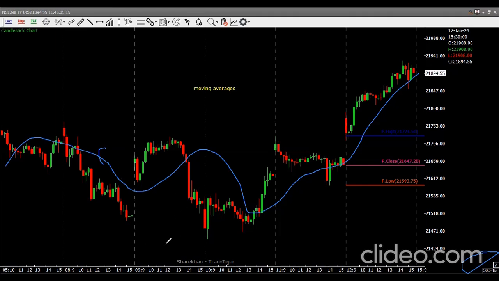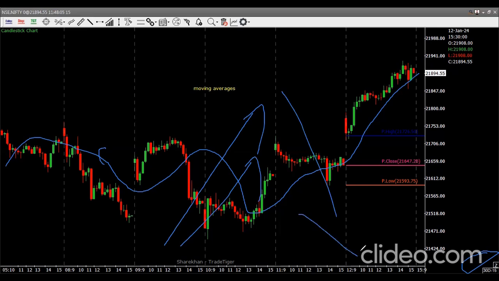If the price is going up, the moving average will follow it. It will also go up. If the price is going down, the moving average will also follow the price. It will also go down. So this is the significance of the moving average. What is the best way of using the moving averages? See, a moving average doesn't predict the price direction. It simply follows the price.